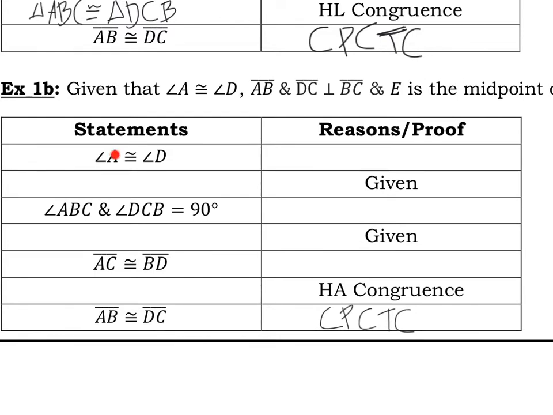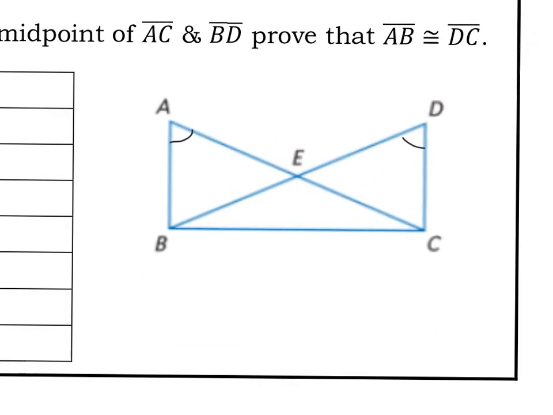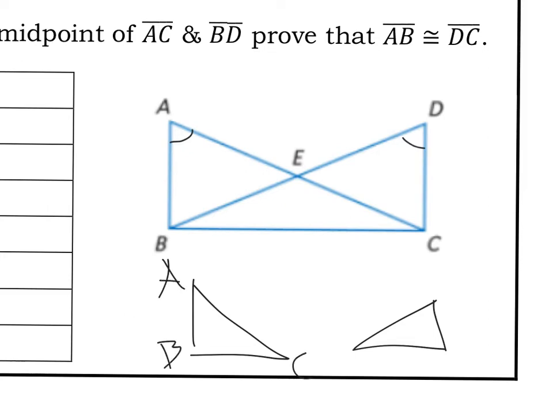The first thing I wrote down was that angle A is congruent to angle D, and that's given. It's clearly given right there. What I like to do is mark these as I work through them. Angle A is congruent to angle D, and if you can't really tell, redraw your triangle. Basically, they look like this. Here's ABC, and then here's DCB. So they're mirroring each other. But yes, angle A is congruent to angle D.